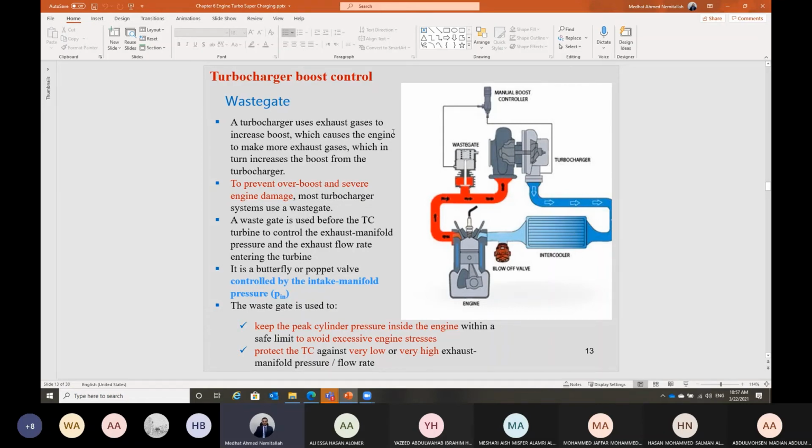Okay, in order to control the operation of this turbocharger, let's say the engine is running at higher RPM. Higher RPM means the amount of exhaust gases out of this engine will be too much. When it goes to the turbine, the turbine will have higher power and it will transfer this power to the compressor. Then the compressor will transfer more air to the engine.